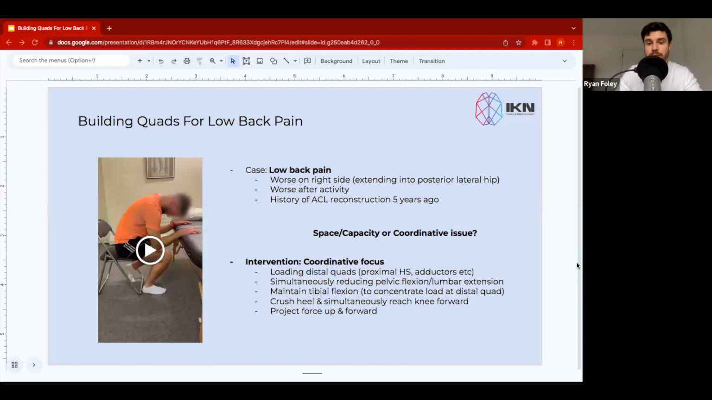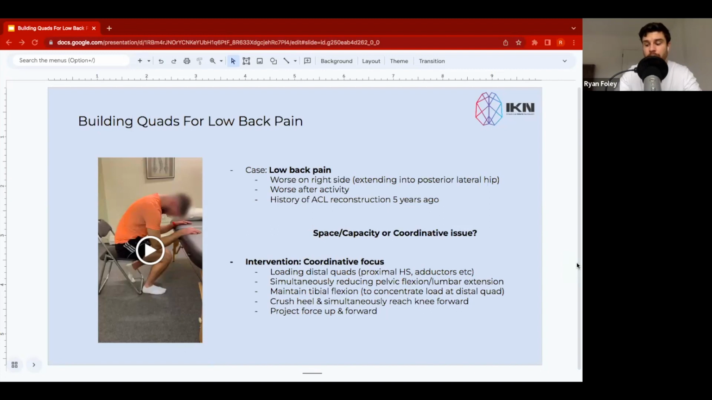Okay, the intervention has more of a coordinated focus to essentially build greater load capacity through the distal quadriceps while simultaneously reducing the extension demand on the lumbar extensors. So we're building quads here for this client's low back pain.